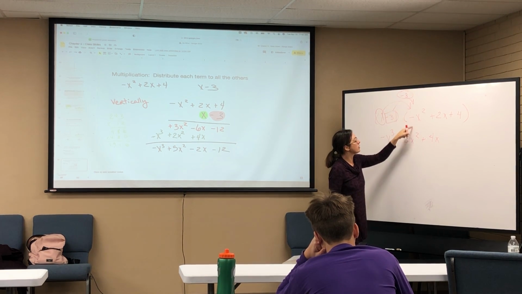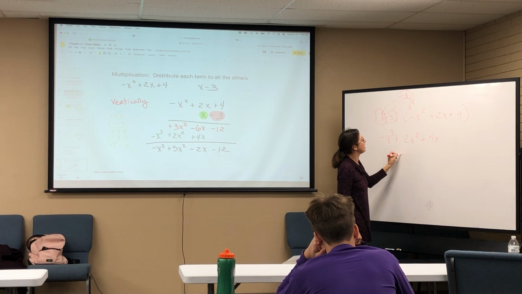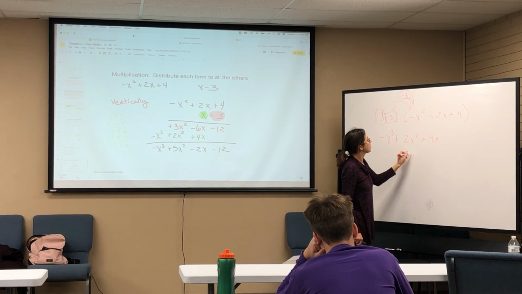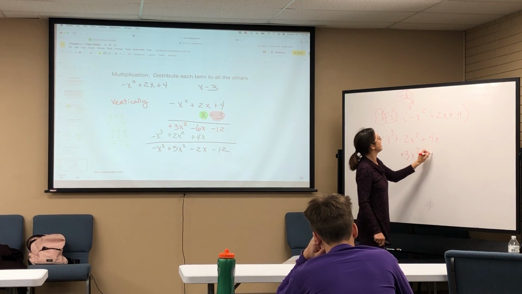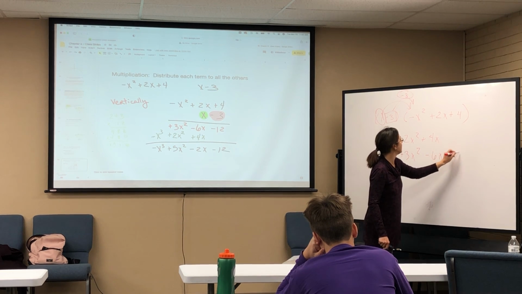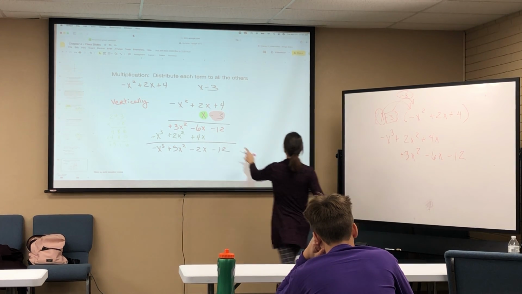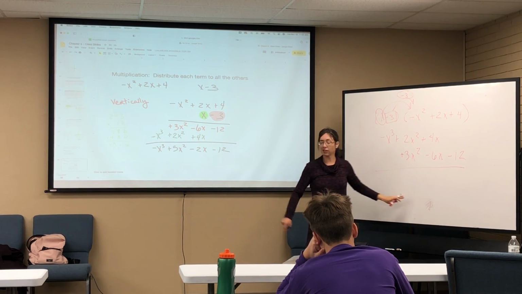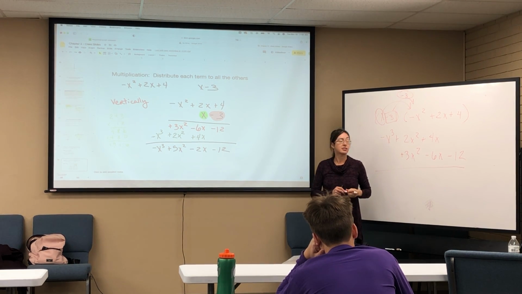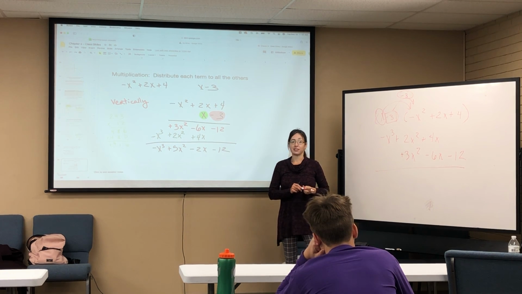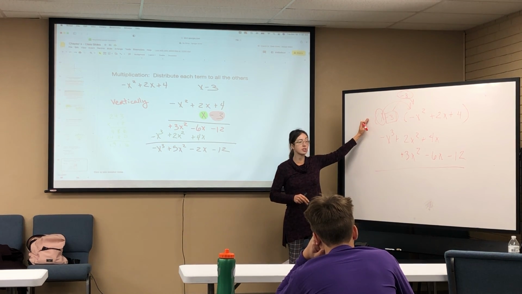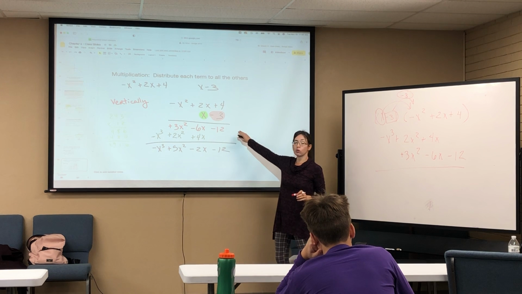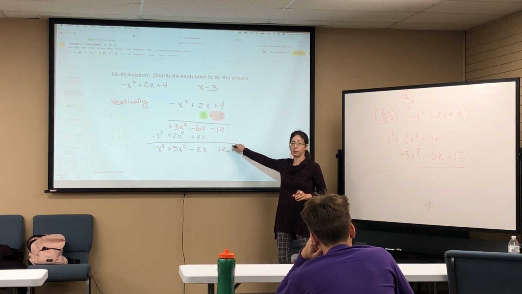So I've got -3 times x squared is going to give me a positive 3x squared. And I've got a -6x and a -12. And again, we should end up with the same solution. We add our like terms together and we get our polynomial at the end. Okay, so horizontal version, vertical version when we're multiplying them out.